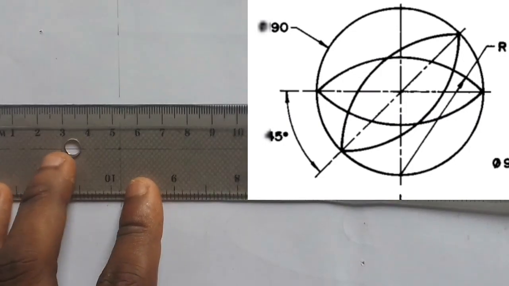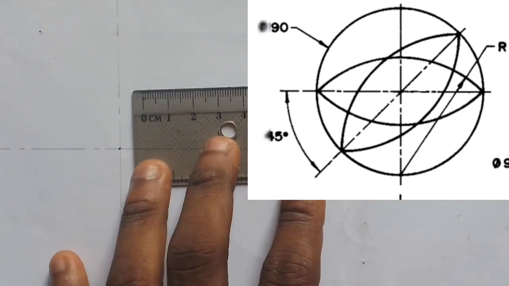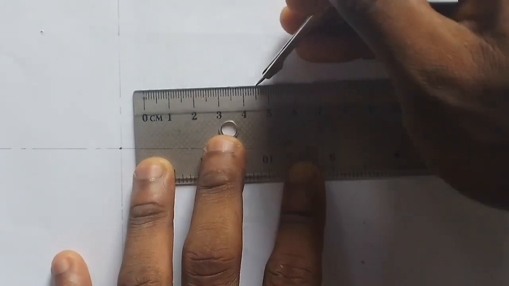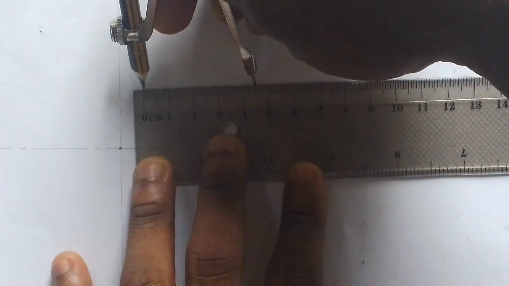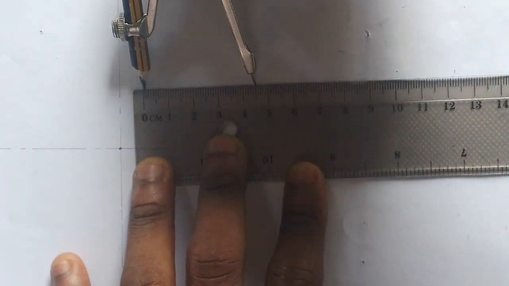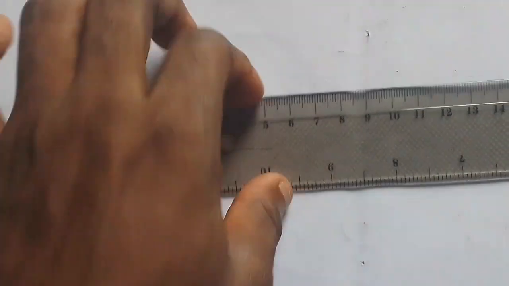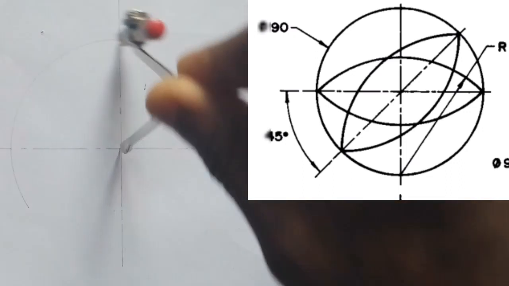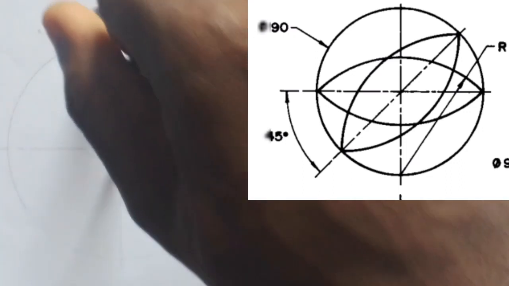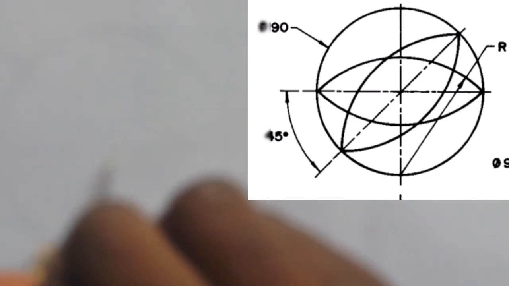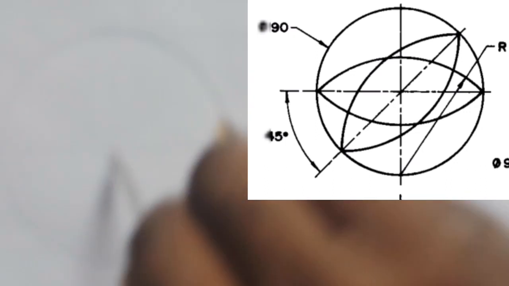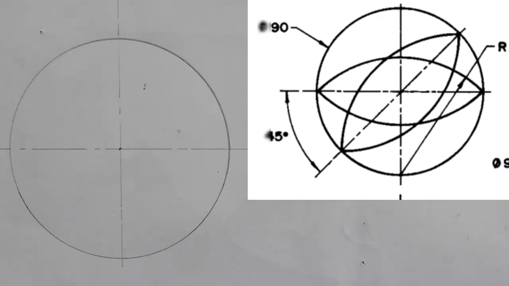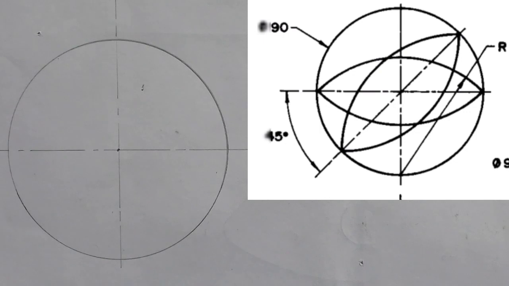Now this is my meter rule, right? 4.5 from this point here to this point is 4.5, right? So I'll take it at this point and draw my circle with a thick line. I have this. As you can see, my circle.